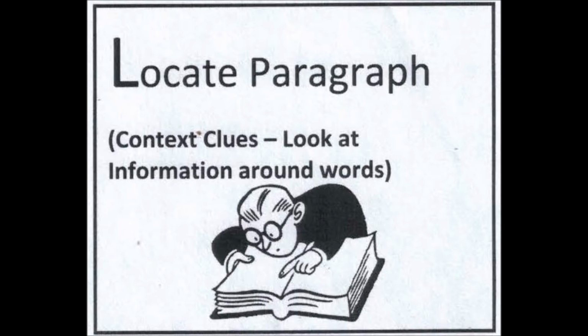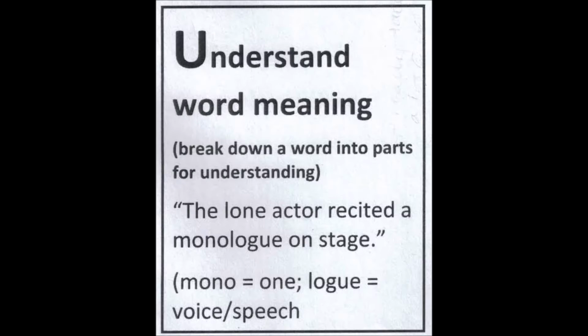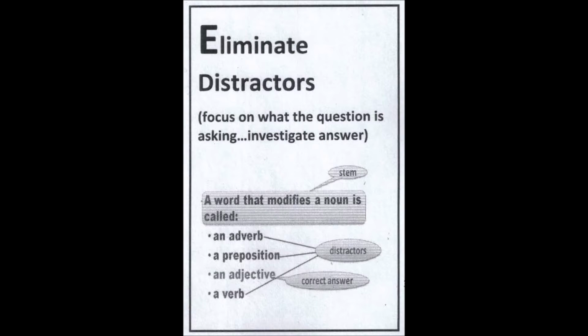L stands for locate paragraph. You look for context clues when that word is used in the paragraph, and there's information that you can learn in and around that word. U is for understand word meaning. So you're going to really take a look at what the question is asking you and break down the meaning of the words. And E stands for eliminate distractors. You want to focus on what the question is really asking and ignore all those other parts that are just trying to confuse you.